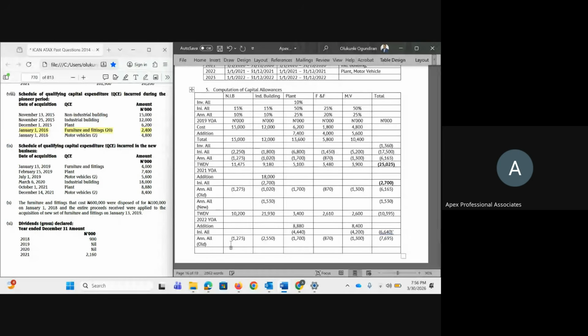All right. Then annual allowance old, new, now. There was another allowance of the new assets. Help me with the plant numbers. 1110. Then motor vehicle. 42 divided by 1050. Total allowances. 2160.